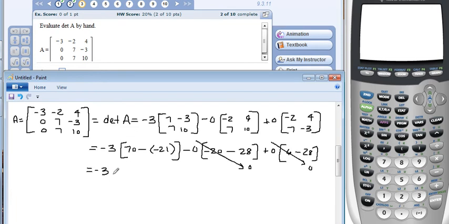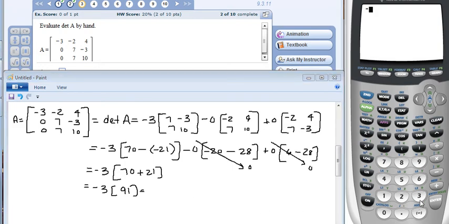So I've got -3 times 70, subtracting a negative is like adding, right? -3 times, we've got what, 91 here? So we've got -3 times 91. -273.